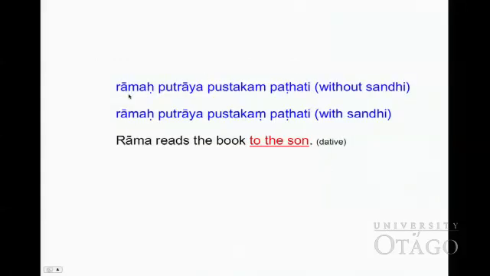Or we see the next example. Lamaha putraya pustakam pathati. Lama is nominative, singular, masculine. Pathati, reads, verb. Pustakam, the book, one book, singular. And putraya, to the son. So we can translate dative as for or to.